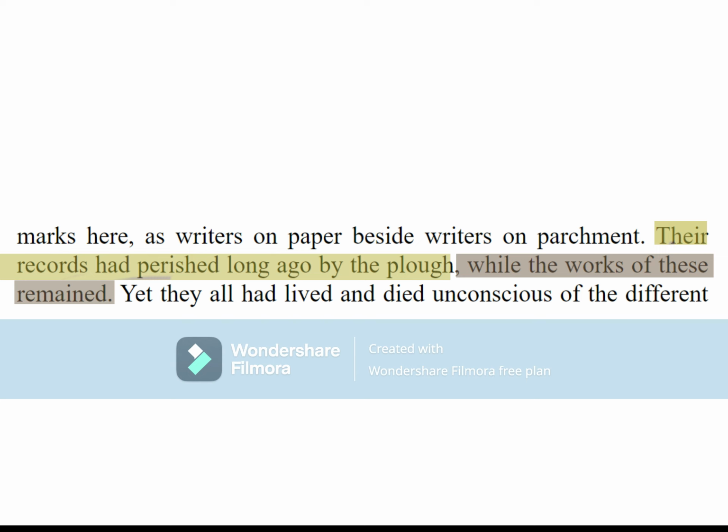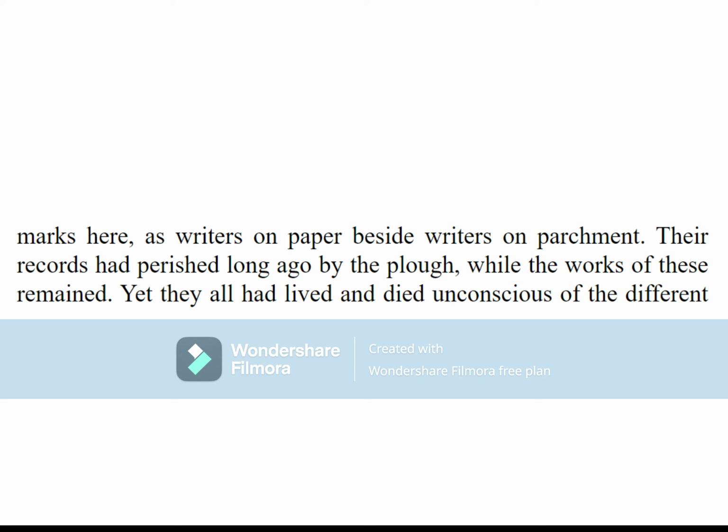In this case, the adverbial clause post-modifies the main clause to provide a contrast between them. So we can assume that this is an adverbial clause of contrast because it indicates a direct opposition or a contrast between statements.